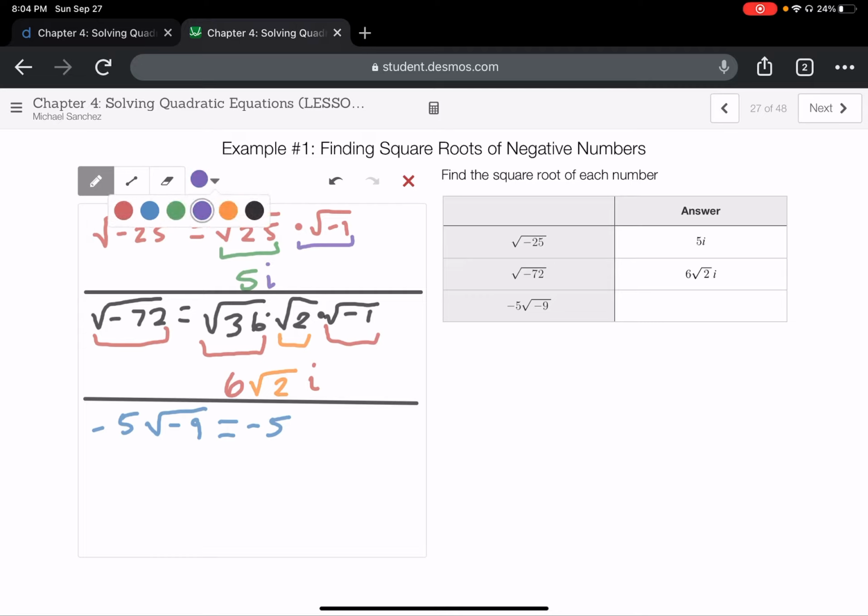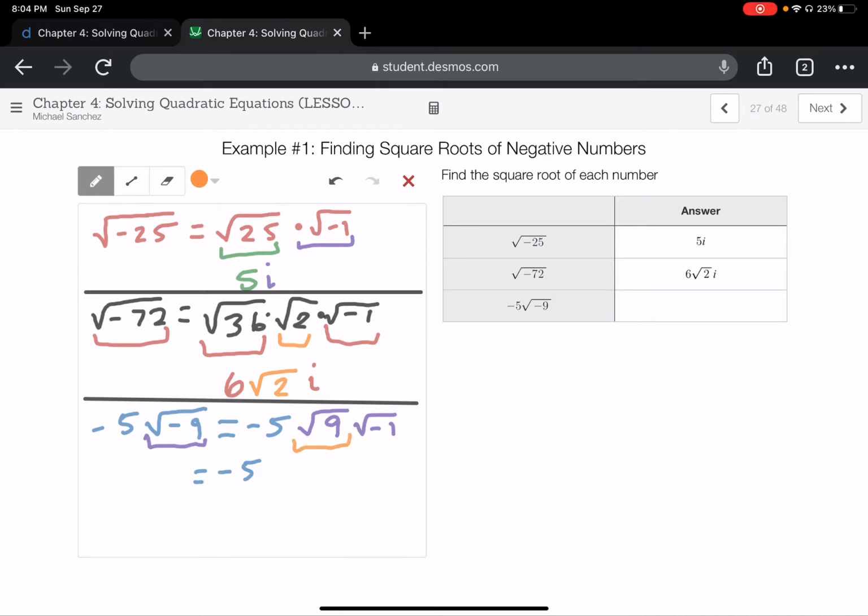And then my square root of negative 9, I'm going to write as the square root of 9. I'm going to leave it as a 9 because 9 is one of our perfect roots. So that's going to give us a 3, and then I'm going to multiply that times a negative 1 because we have this negative 9 here. Okay, let's bring down our negative 5, that we're not touching.